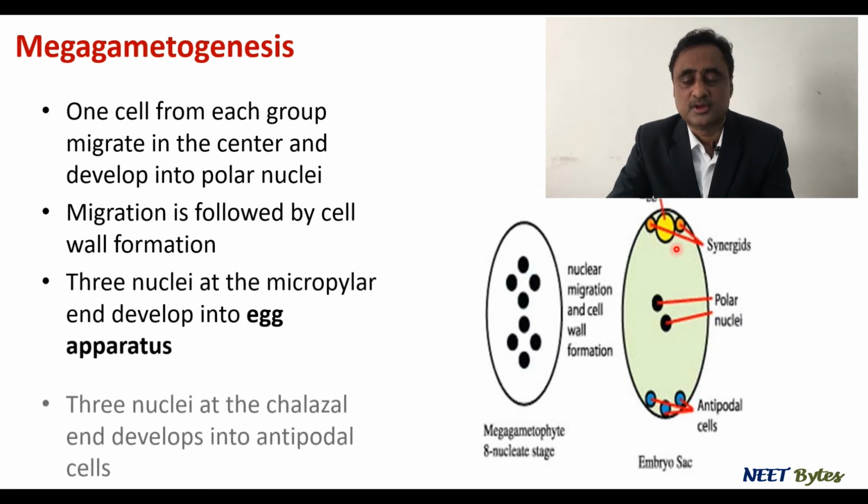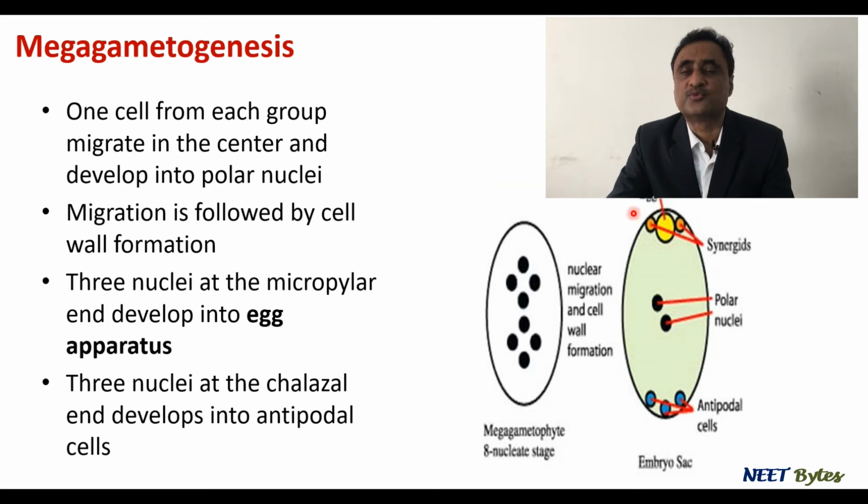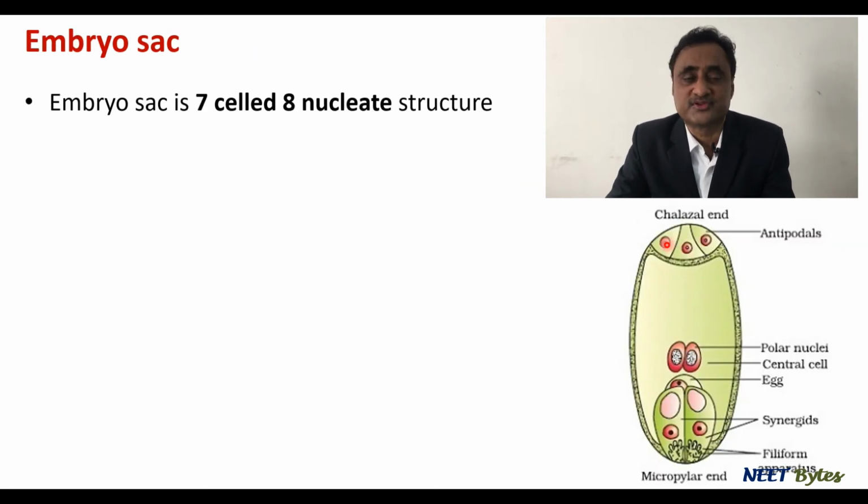So this is the structure that we see, right? Now let's have a look at the embryo sac. Embryo sac is a 7-celled 8-nucleated structure. You can see in the diagram, these are the 3 cells, and again this is the 1 cell, and again there are 3 cells. So altogether there are 7 cells. But as far as the nucleus is concerned, since the central cell has 2 nuclei, that's why we say it is a 7-celled 8-nucleated structure.